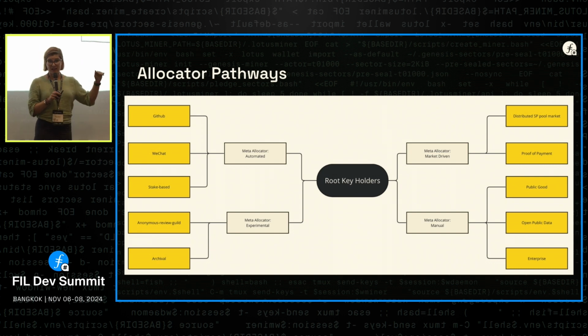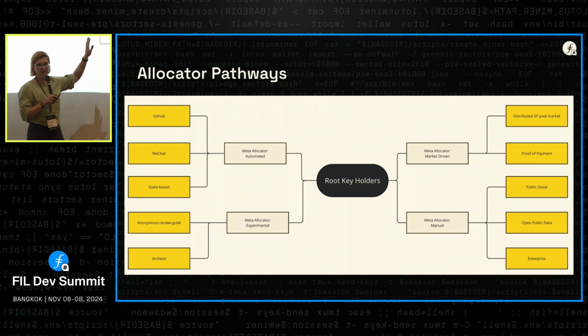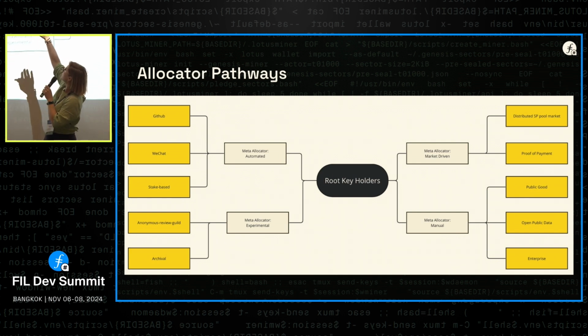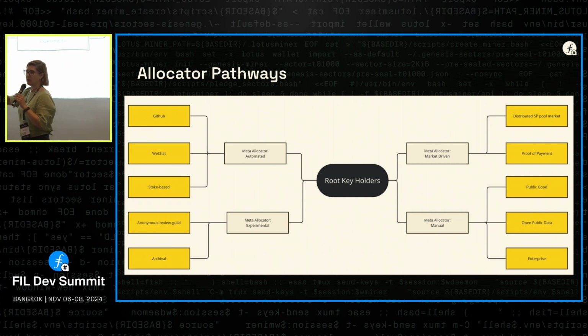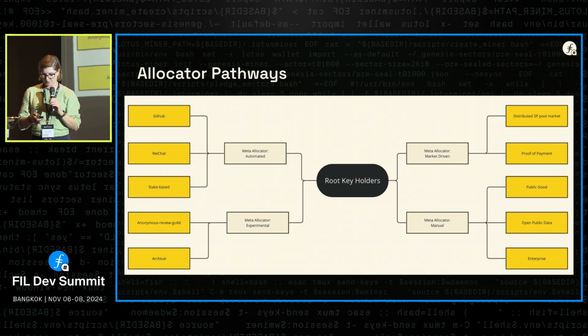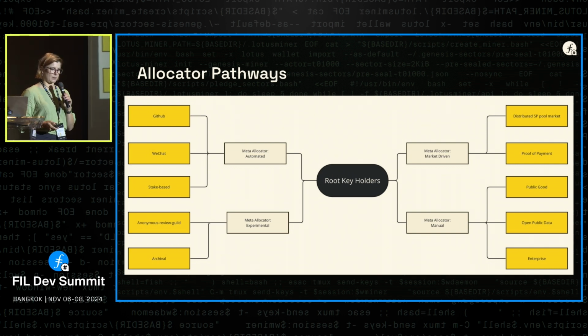The idea actually is that this is just one of the pathways. This was a brainstorming session that the governance team and FIDL team did. It's not a prescriptive set of pathways, but we really want the market-driven ones, or the experimental ones, or the meta allocators that are automated and so on. So far, we haven't seen much of that, but this is the idea. And I'll come back to why we want to do it this way.